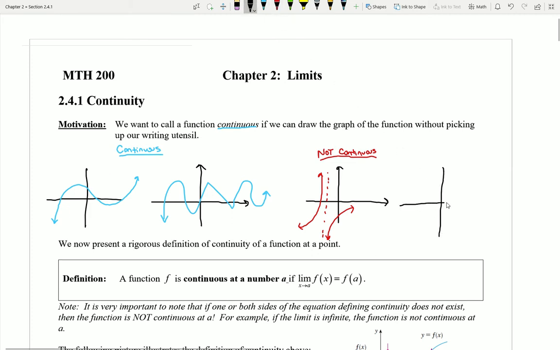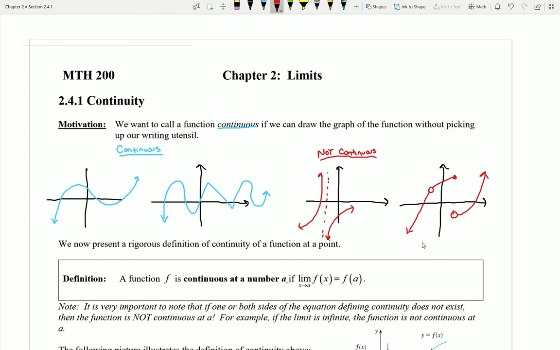Here's another example. Maybe I have a graph that has a hole in it somewhere. Maybe it goes like this and then jumps down here and goes over. So here's a graph, not continuous. I can't draw that picture without picking the pen or pencil up off the page.